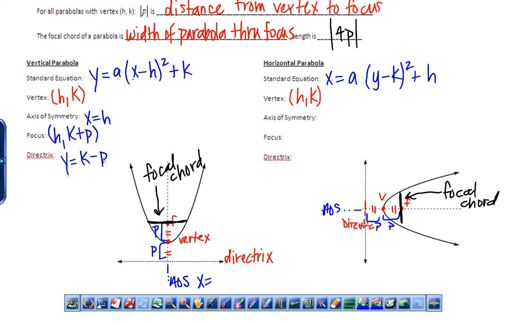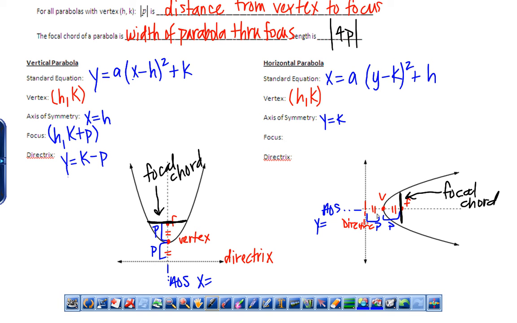Okay, I'm going to do the same thing on my horizontal. I have an h, k, which is my center, so everything stems from my center. In order to get my axis of symmetry, it cuts right through my vertex. And since it's a line that's going horizontal, that means it's going to be a y equals. So what does y equal here? It equals k.